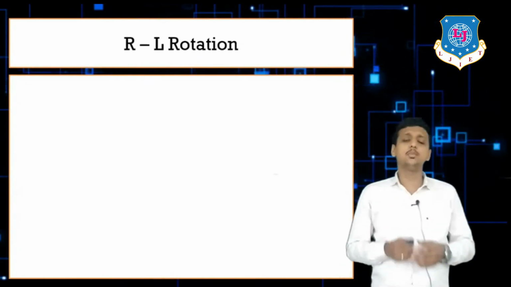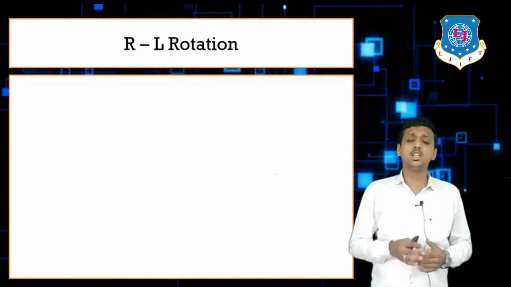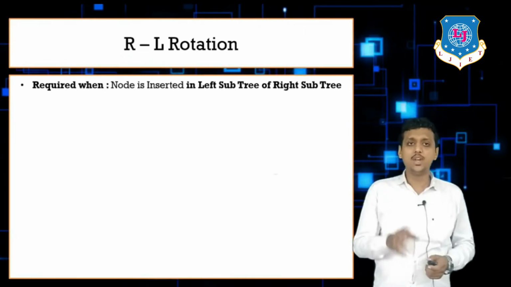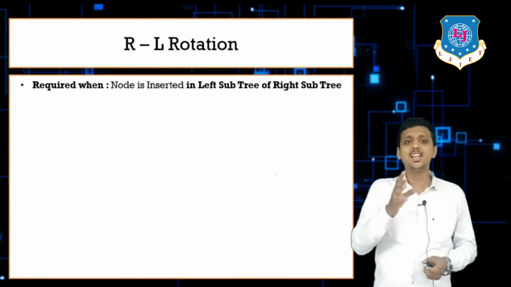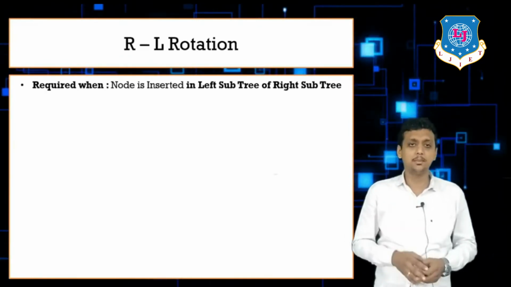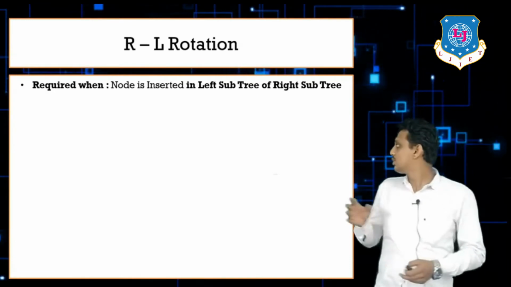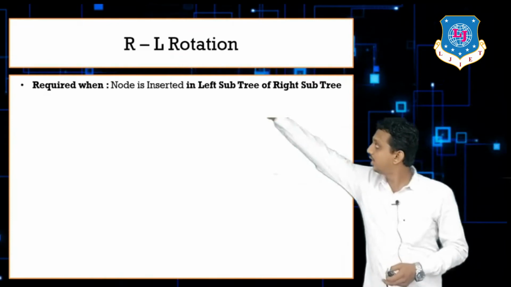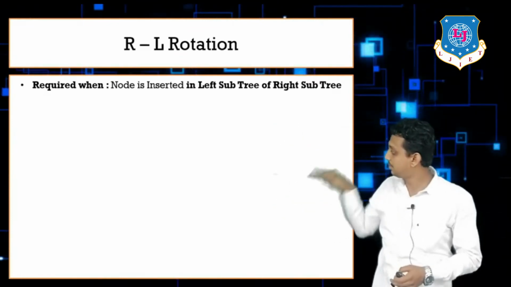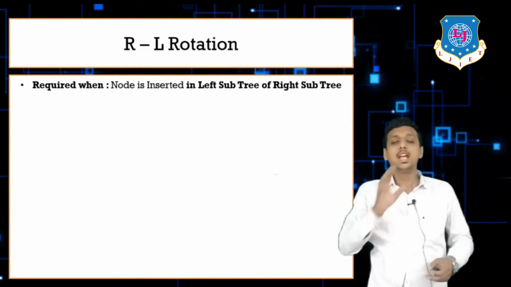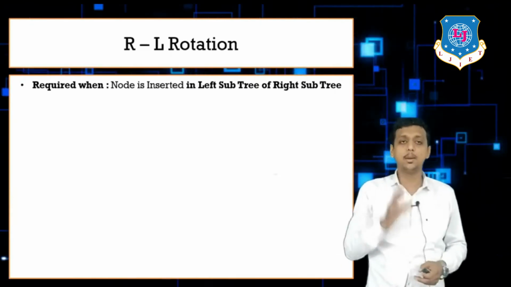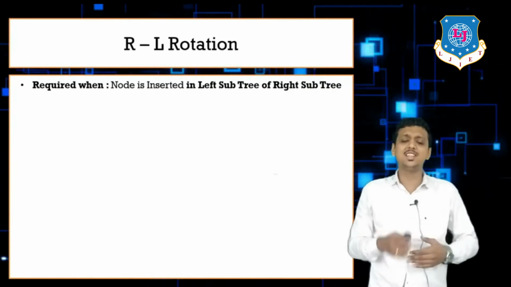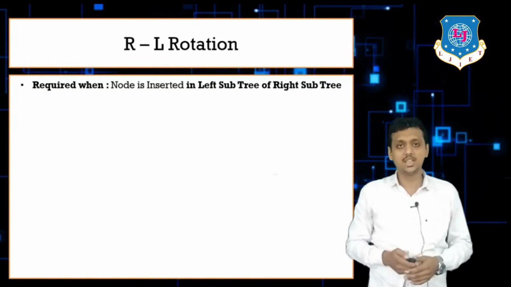Now the question coming to your mind is when we need to apply RL rotation. Students, when a node is inserted in the left subtree of the right subtree, at that time you need to apply RL rotation. So which is the scenario for that? Let's check it out with an example.